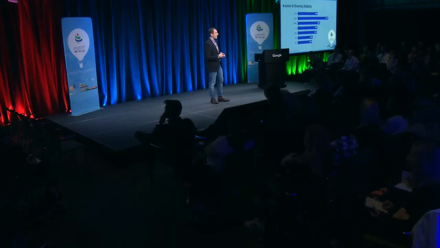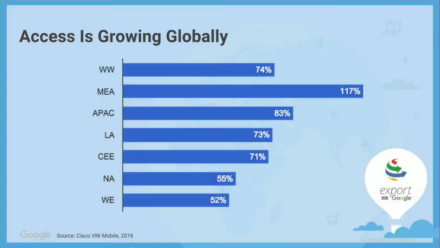So when we think about export, and we think about moving outside of our home countries, if it's US or if it's in Latin America or other parts of the world, it's important to know that our current strategy that we're using has to be adapted for different market conditions. And access is growing globally, as we can see here, 74% year-over-year growth in mobile data usage.